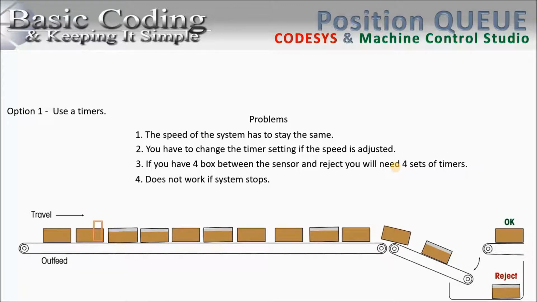The worst part about this is anytime the system has to stop. Someone hits an e-stop or a pull cord, or they just stop it because of maintenance, whatever. All of the boxes between the sensor and the rejection point are now lost. The system doesn't know what to do with them, and what you end up finding is people have to come over, unload all the bad boxes off, or whatever on it the next startup.